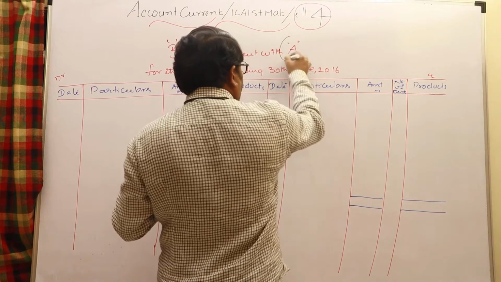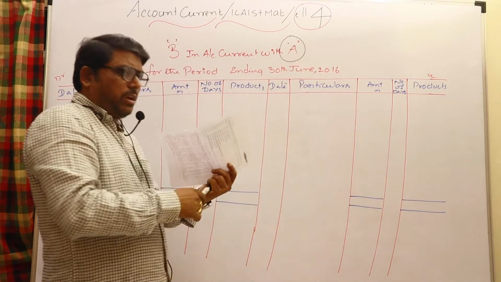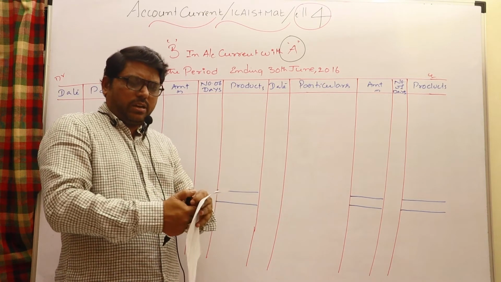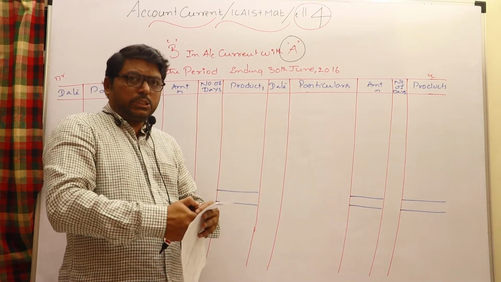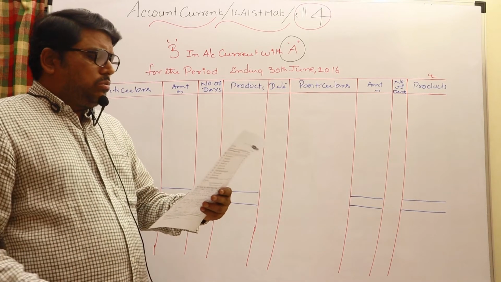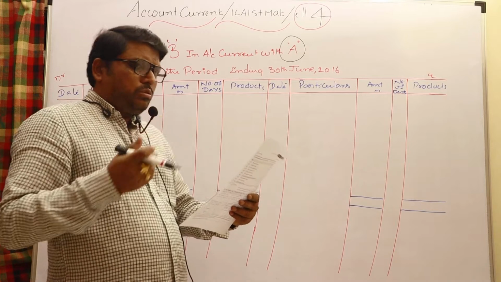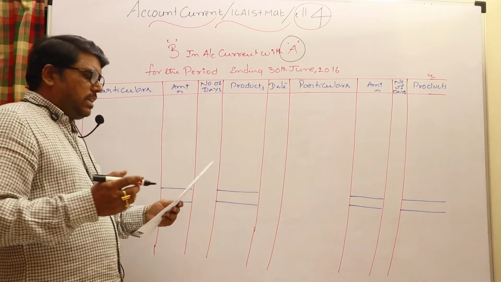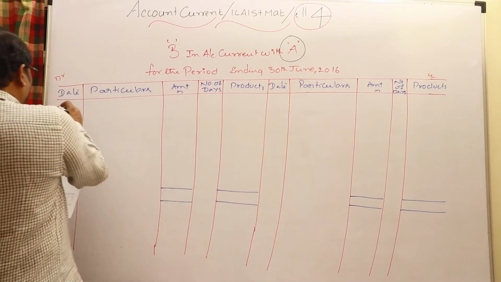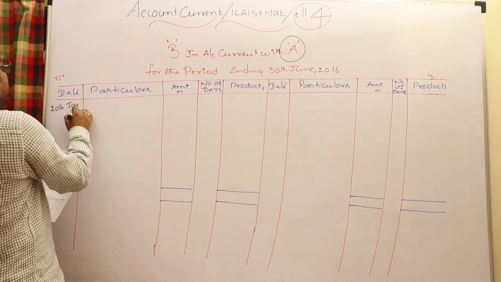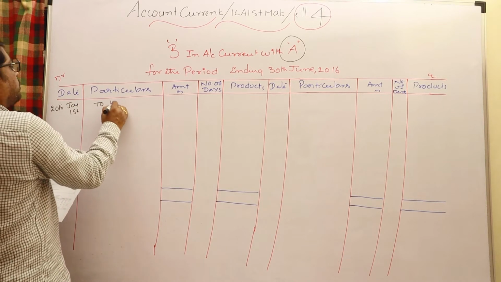Obviously we should behave like A. We are preparing B's account. You have to think of all the transactions while recording here from A's point of view. 2016, balance due from B. Balance due from B in the sense he is a debtor for us, a debit balance. 2016 January 1st, to balance brought down.